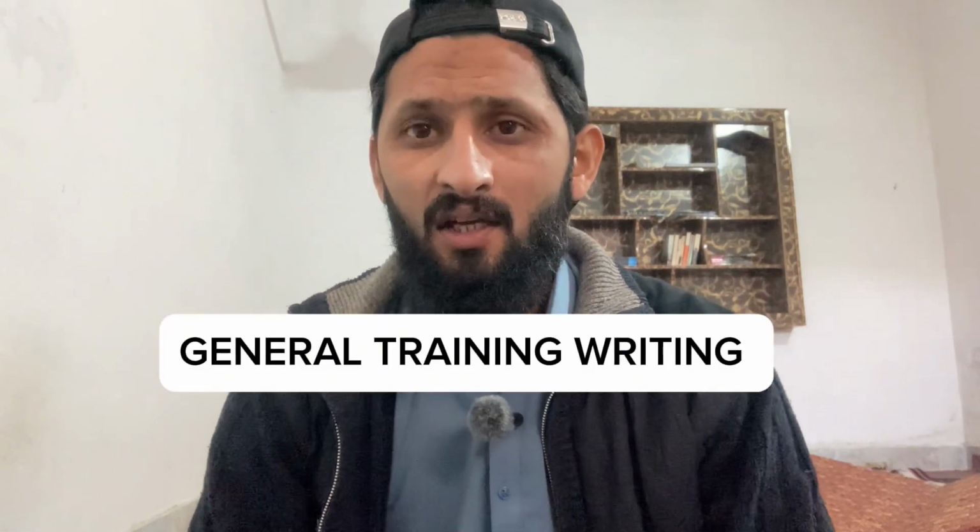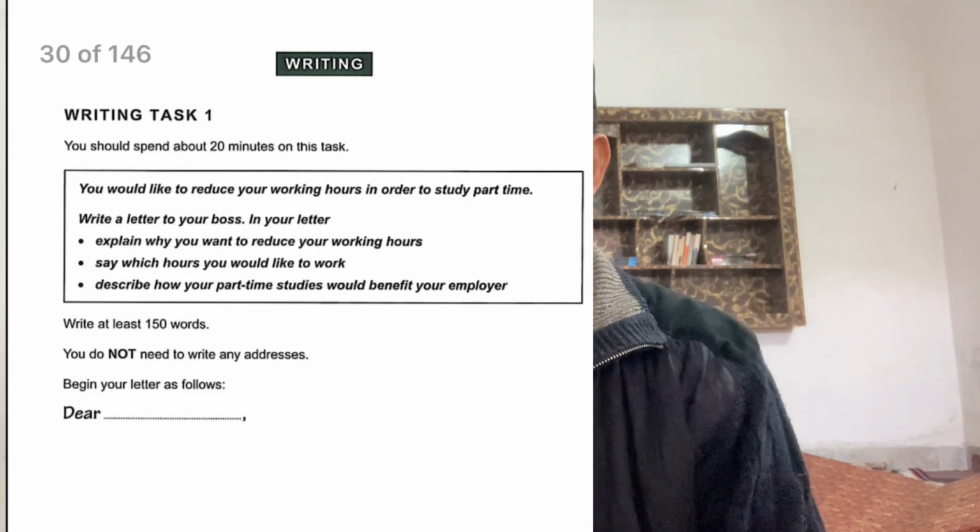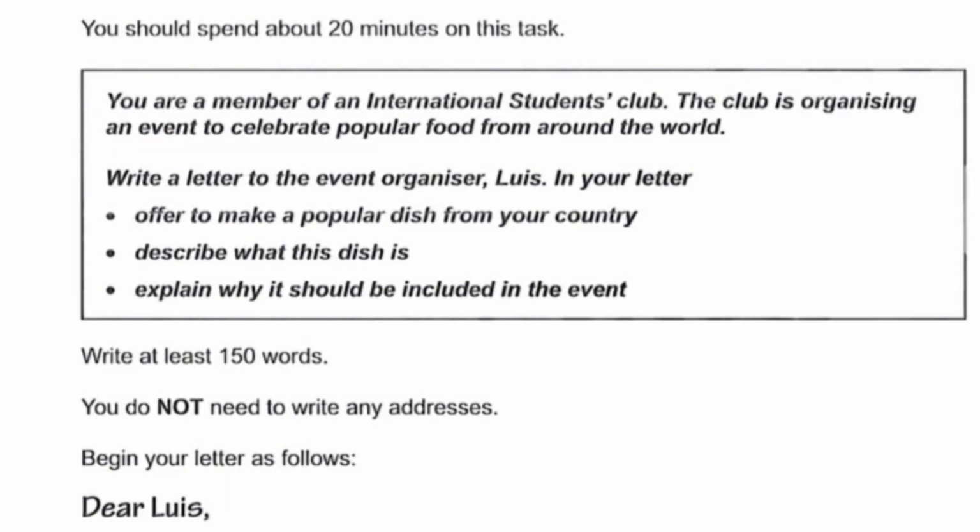Now let's talk about the writing for general training. When you are appearing for the general training test, in task 1, you will be asked to write a letter, a formal letter, an informal letter, or perhaps a mixture of both, semi-formal. They will give you a description, the detail, what you should include, who you are writing to. So always read the question. There will be headlines for you in the question. Then task 2 is the same as academic.